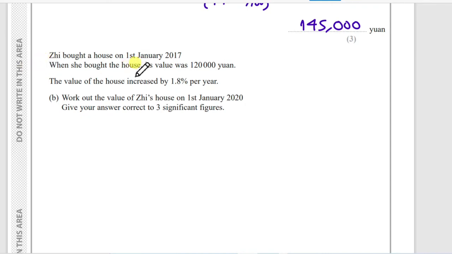Now, Z, if I pronounce it, or V, or D, I'm not sure how you pronounce his name, bought a house on 1st of January 2017. When she bought the house, its value was 120,000 yuan. Now, it's telling us that the value of the house increased by 1.8% per year, so it's compounding. Now, work out the value of the house on 1st of January 2020. So, basically, it's from 2017 to 2020. So, that's 3 years later.